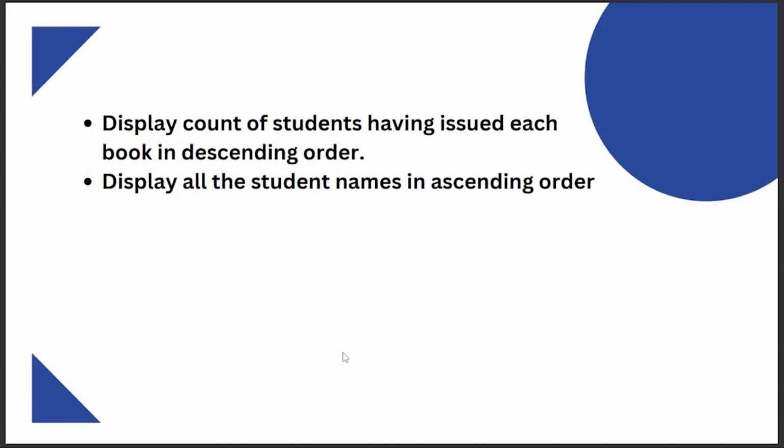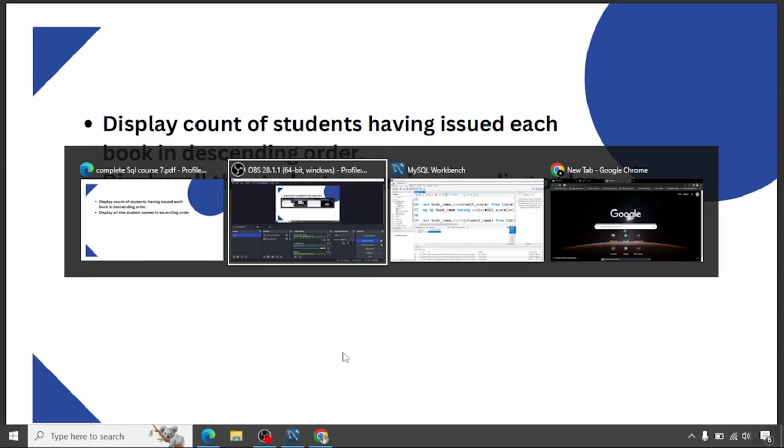So the first is: display count of students having issued each book in descending order. We have seen this question in the group by clause, wherein we find out the count of students having issued each book. So we're going to display that data in descending order. Let's see how we will do that.